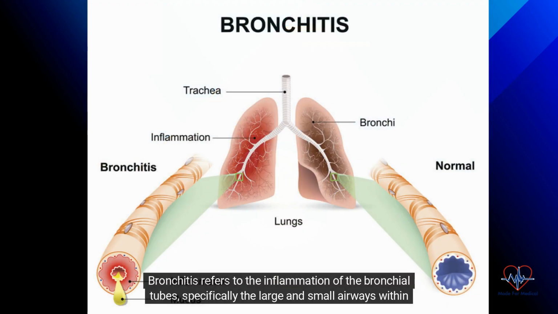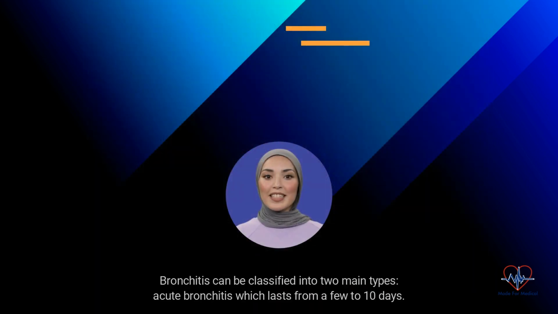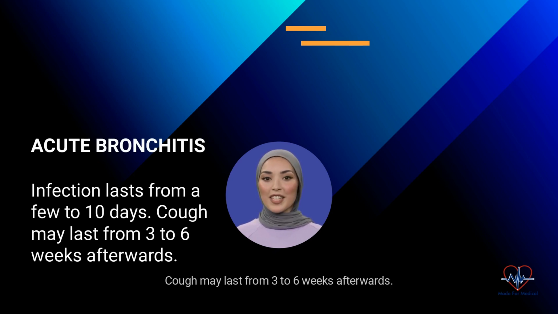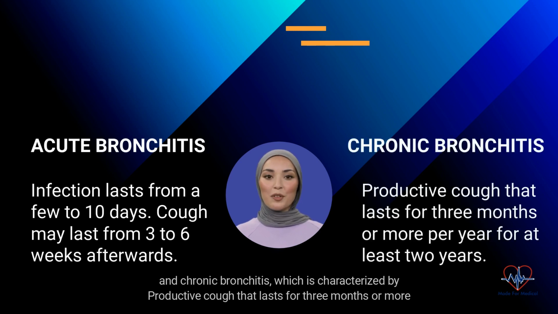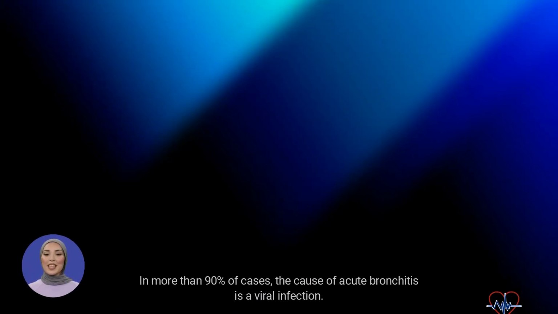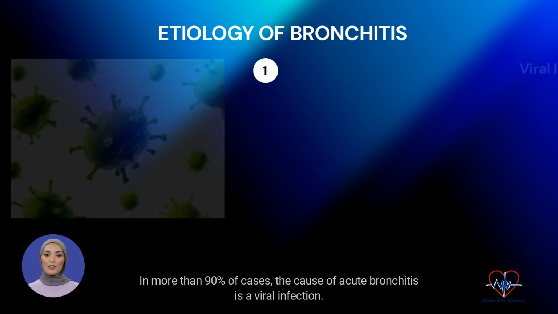Bronchitis refers to the inflammation of the bronchial tubes, specifically the large and small airways within the lungs. This inflammation results in coughing. Bronchitis can be classified into two main types: acute bronchitis, which lasts from a few to 10 days. Cough may last from 3 to 6 weeks afterwards. And chronic bronchitis, which is characterized by productive cough that lasts for 3 months or more per year for at least 2 years. In more than 90% of cases, the cause of acute bronchitis is a viral infection.